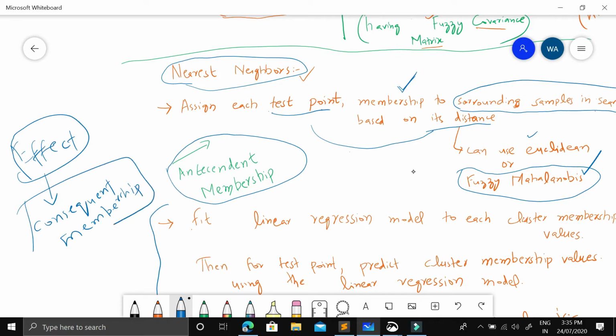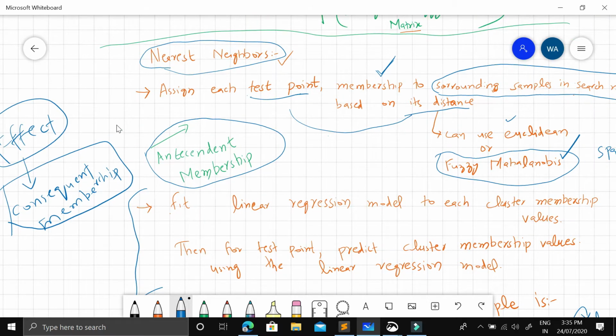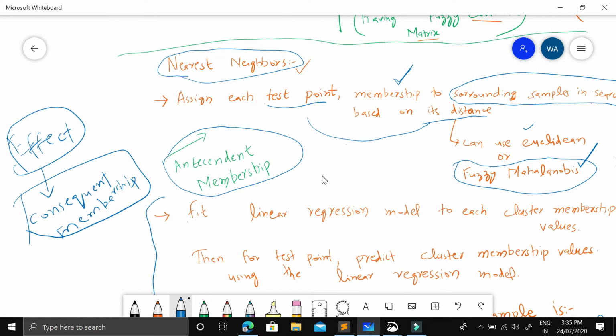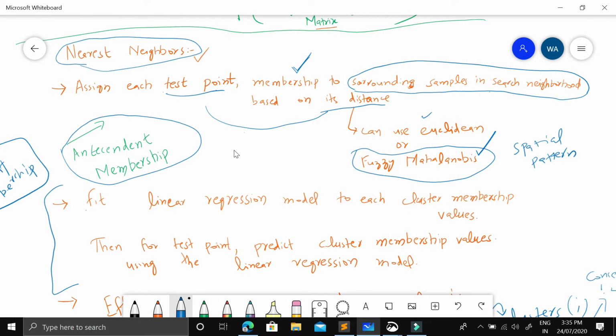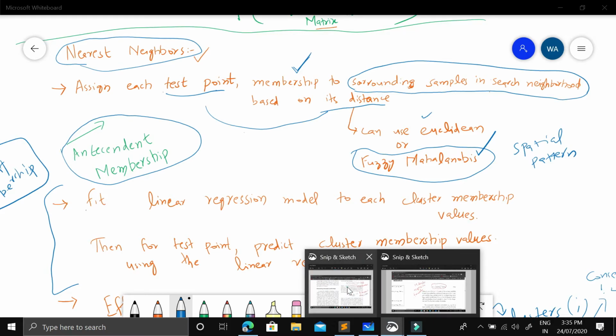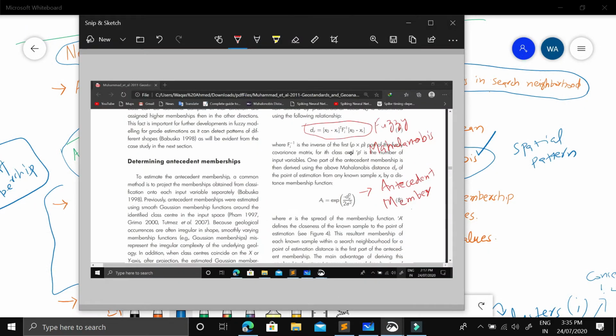I hope you understand this and the intuition behind how it is capturing this effect. I am not explaining the details and mathematics here because this is majorly to encode it and to make you understand bits of the encoding part. So let me just show you the formula. This formula is for the antecedent membership, where this distance is coming from this formula. This is showing the fuzzy Mahalanobis distance, and this sigma is encoding the information of the search neighborhood.